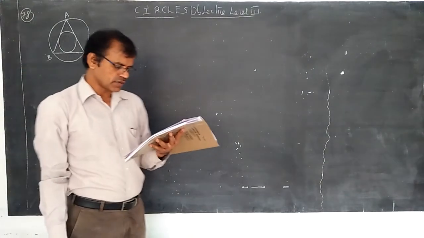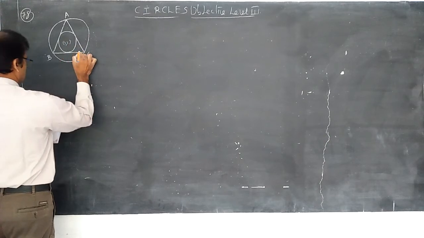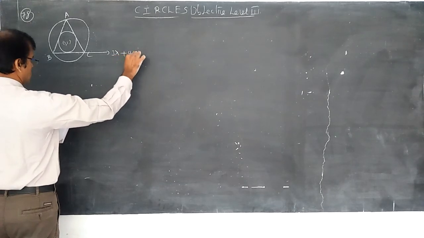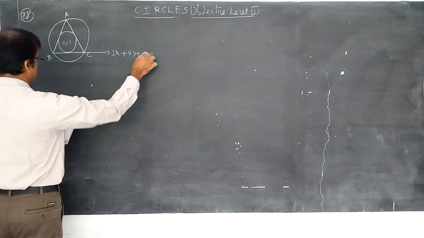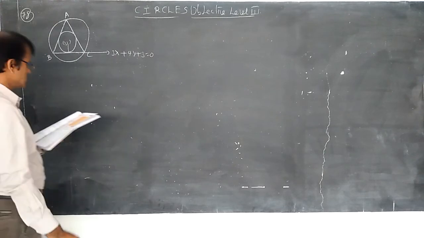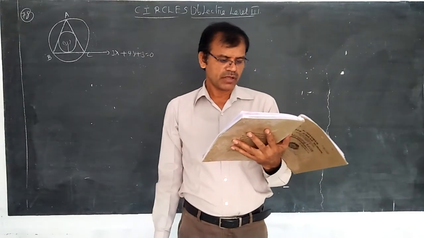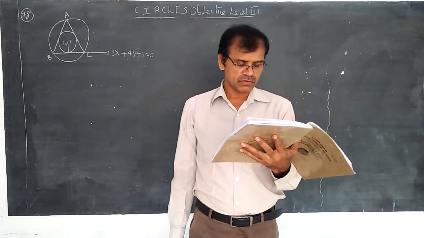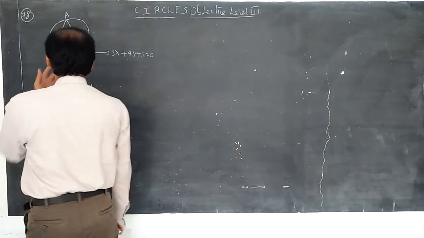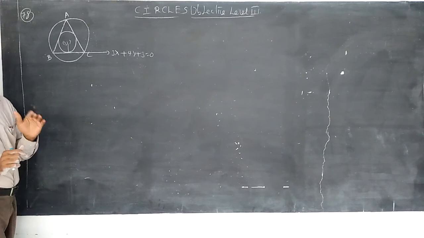The incenter of the equilateral triangle is (1, 1), put here (1, 1). Let this be one side, 3x plus 4y plus 3 equal to 0. You can use the condition R is equal to D. The center is the same, because incenter, orthocenter, circumcenter, everything is the same for an equilateral triangle.